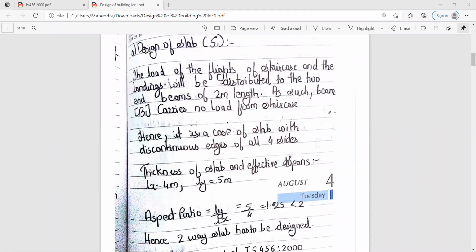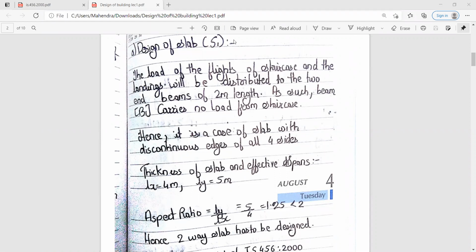It is directly the total load of the landing as well as the flight is coming on the two ends of the beam. So as such the beam B1 carries no load from the staircase, meaning no load of another, separate staircase is acting on it.